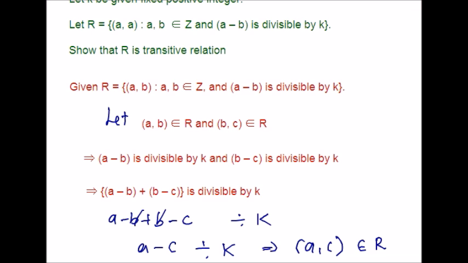You should also be familiar with non-transitive relation. If this condition is not proved, in case you are assuming these two and you don't get that this implies (a,c) belongs to R, then that type of relation is called non-transitive.